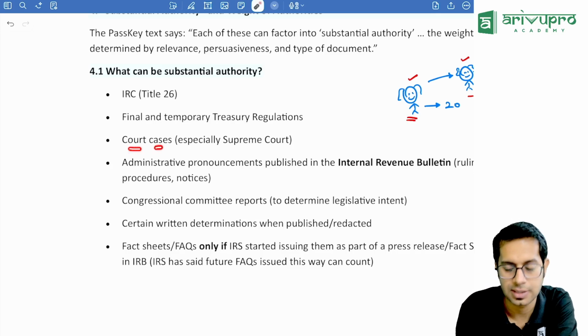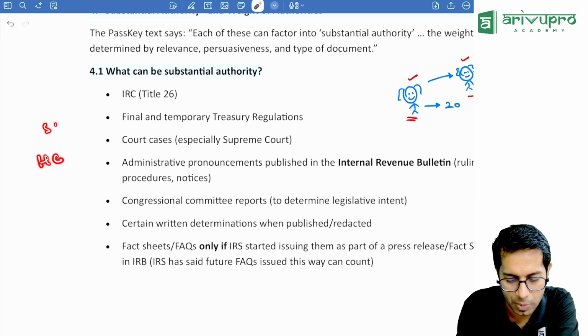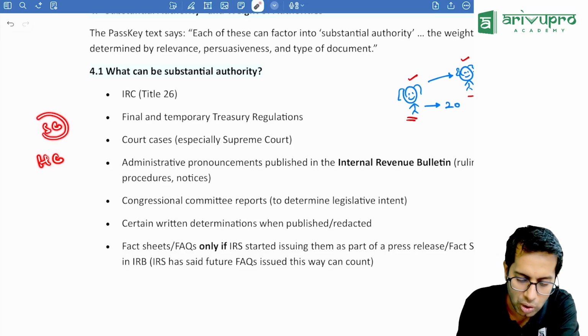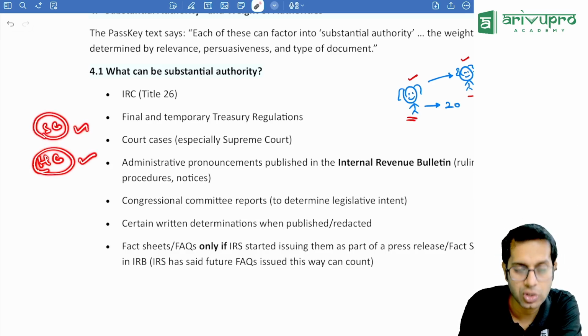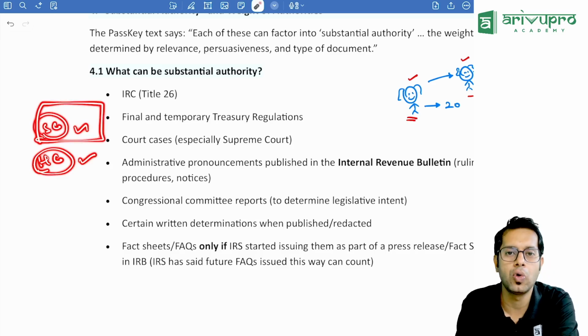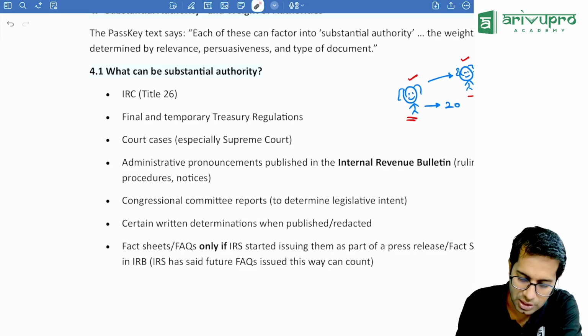Then we have court cases. Which court case will have more weightage, sir? There is a matter about which the High Court is deciding and the Supreme Court is deciding. So whom should I follow? Should the High Court decision be followed or the Supreme Court decision? You should follow the Supreme Court decision. That will have more weightage.